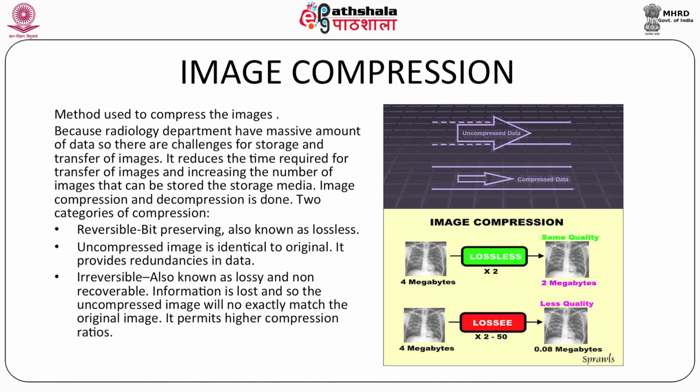There are two categories of compression. One is reversible, bit preserving, also known as lossless compression. The image is identical to the original. It removes redundancy in data. Irreversible data compression is also known as lossy and non-recoverable, because information is lost, so the uncompressed image will no longer exactly match the original image. It permits higher compression ratios, as shown in this compression system in this figure, as you can see here.